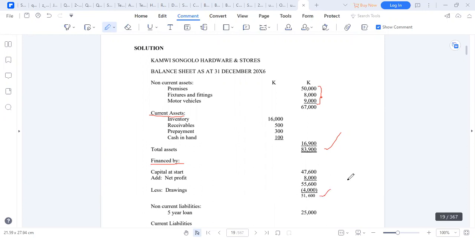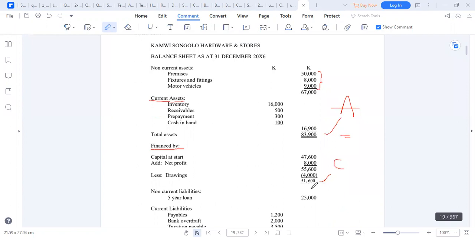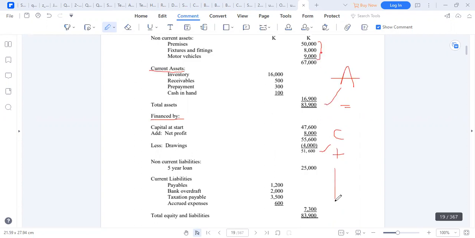Then we have our accounting equation. So assets must be equal to what? Must be equal to capital, which we have here, plus liabilities. The liabilities were both long-term and short-term. The long-term are called the non-current liabilities. So the 5-year loan, we added to that one.